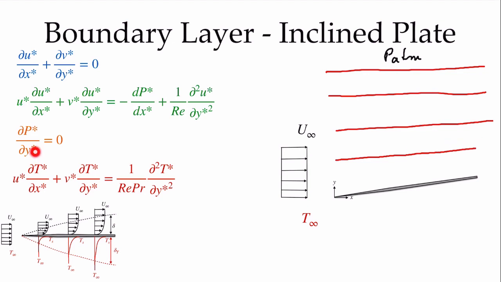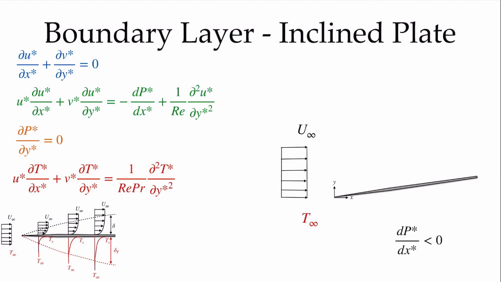Now we know that dp/dy is zero in our boundary layer, and therefore the pressure at the surface is the same as the pressure outside of the boundary layer. I call this p1 and this is p2. The flow has accelerated, and therefore the pressure has decreased, so we see that pressure 1 is greater than pressure 2. So for this inclined plate, we can reason that dp/dx is less than 0.